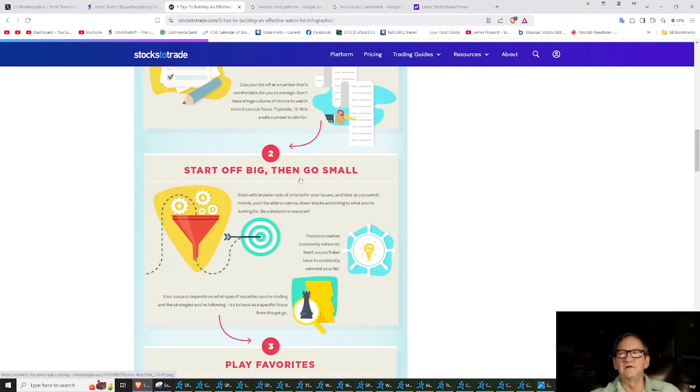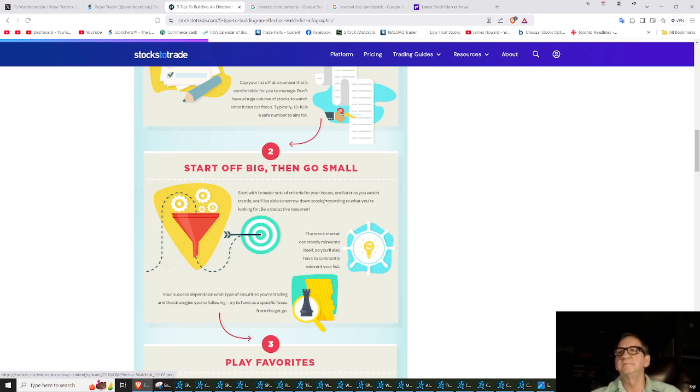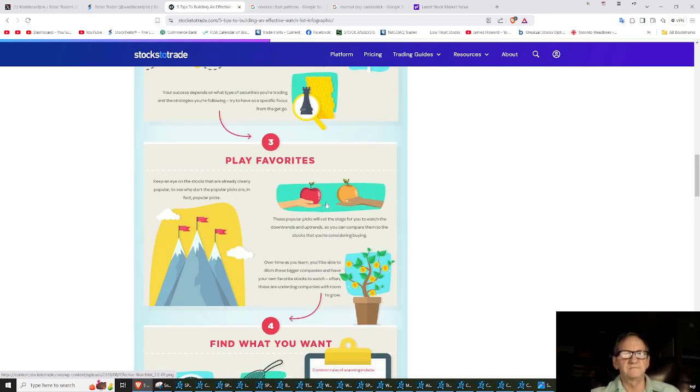Step 2, start off big and small. That's kind of what I was talking about with the watch list. Grab 20 of them and then start weeding them out, making them better. Play your favorites. My favorites are tech. A lot of people like to play energy. Other people play pharmaceuticals. Other people will play Bitcoin. Other people will play other coins or whatever. Play your favorite tickers, banks, whatever you like, whatever sector's running.